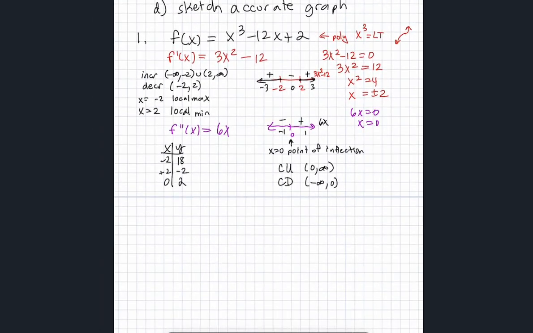Now, it is a polynomial, so there's lots of things that we know. But let's just put in what we know so far. Okay, so I'm going to count my y's by 2's. My x's I'll just count by 1's. Okay. So at -2, we are at 18.